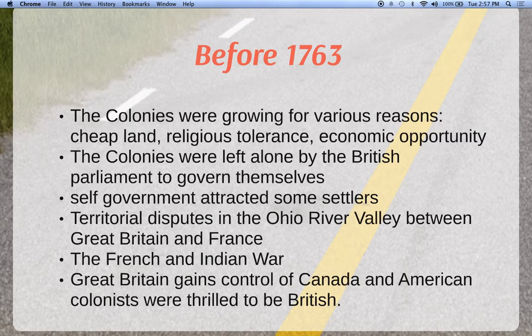Couple things that started taking place. There were some territorial disputes in North America between Great Britain and France. This leads to the French and Indian War. We'll talk a little bit more about that later on. And ultimately, Great Britain wins and gains control of the majority of Canada and the areas in North America.